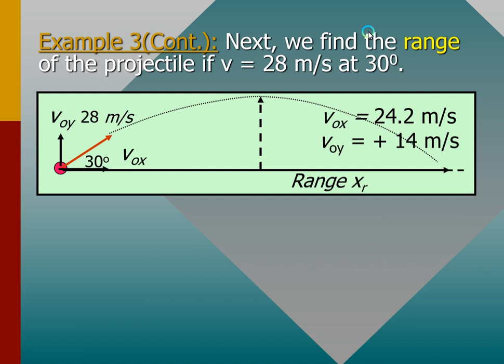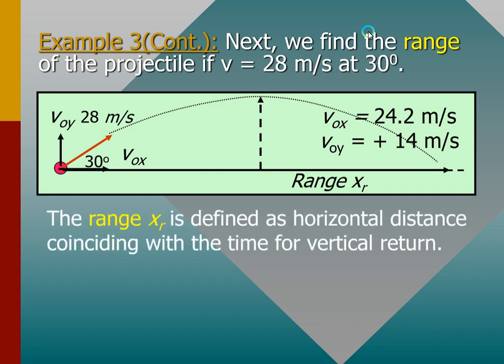Next, we will find the range. We find the range of the projectile given the same parameters. The range is defined as your horizontal distance from this point to this other point, at the same reference point.